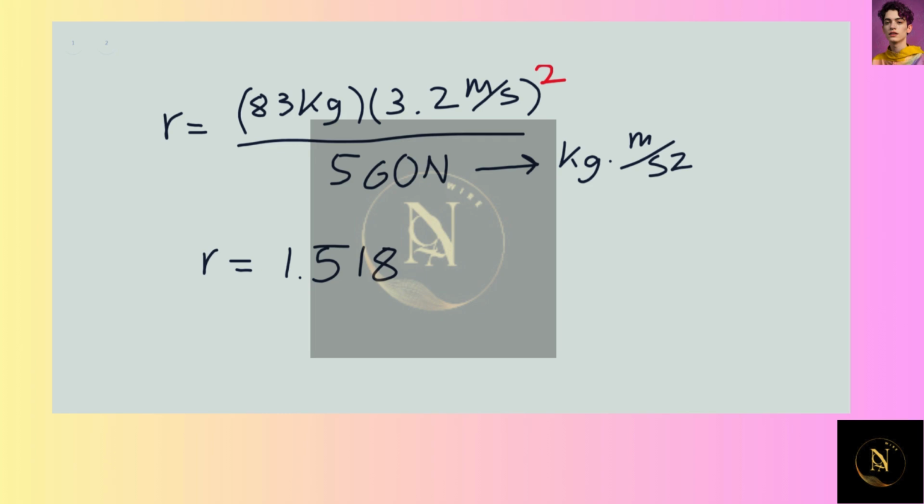But that squared is also important for our units because remember, a newton is equal to kilograms times meters per second squared. So our units cancel out to give us a result of just meters, which of course makes sense since we're calculating a radius. And that is going to be our final answer.